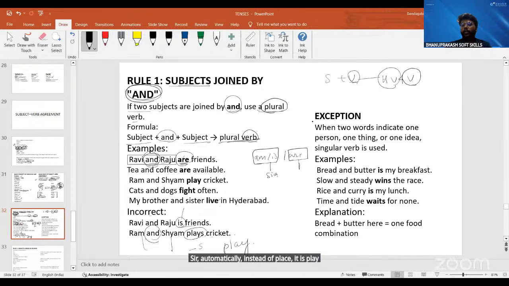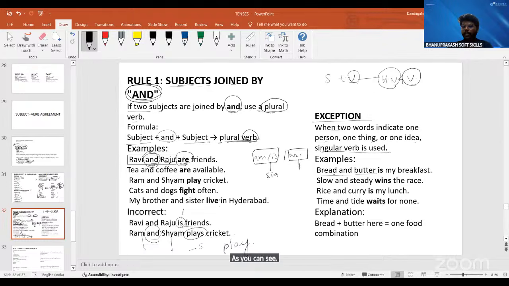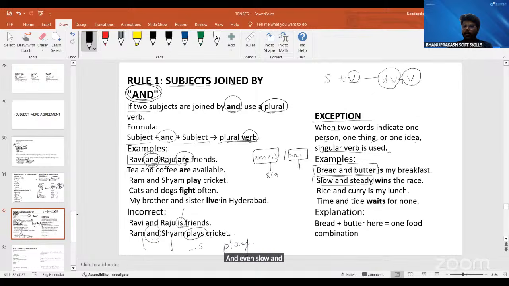But in a few cases, there is an exception to this. When two words indicate one person or one thing or one idea, a singular verb is used in such cases. As you can see, bread and butter is a combination, which comes under one part only. Even slow and steady also comes under the same part, like synonyms. And rice and curry is also a combination. And time and tide is also a combination.